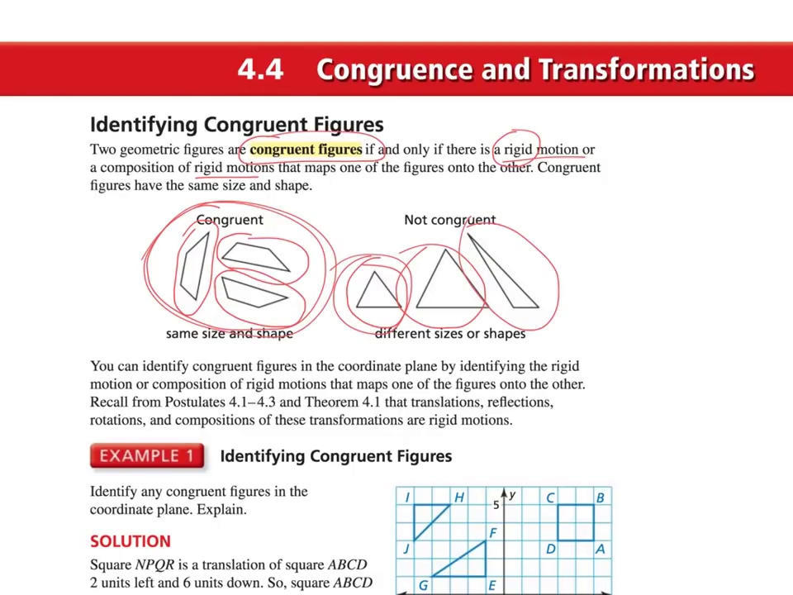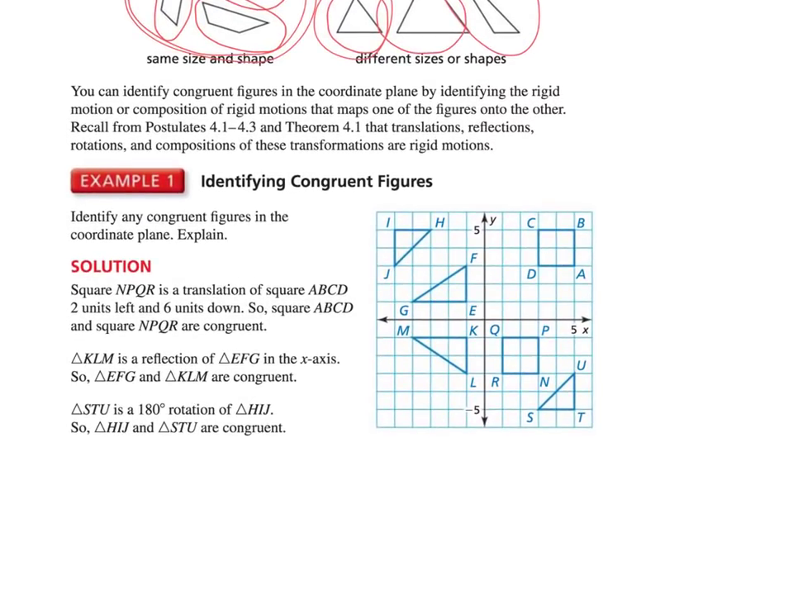So if we go to example 1, let's look around this grid here and identify some congruent figures. Here we have a square, and here we have another square. What's happening here? We're doing a simple translation, so we're shifting every point to the left 2 units and down 6 units. We're doing that with every point. Shift 2, go down 6. That's for the square.